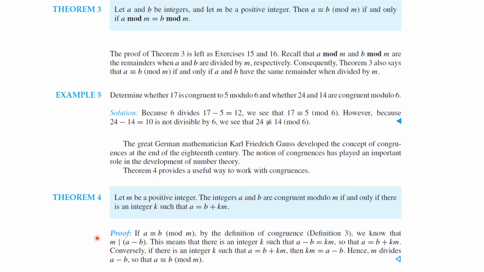So if a is congruent to b mod m, then we know that m divides a minus b, and that means by the division algorithm that there exists a k such that a minus b is equal to km, so that a is equal to b plus km. And conversely, because this is an if and only if, we have to go both ways: if there is a number k such that that is true, then km equals a minus b, so m divides a minus b, so a is congruent to b mod m.